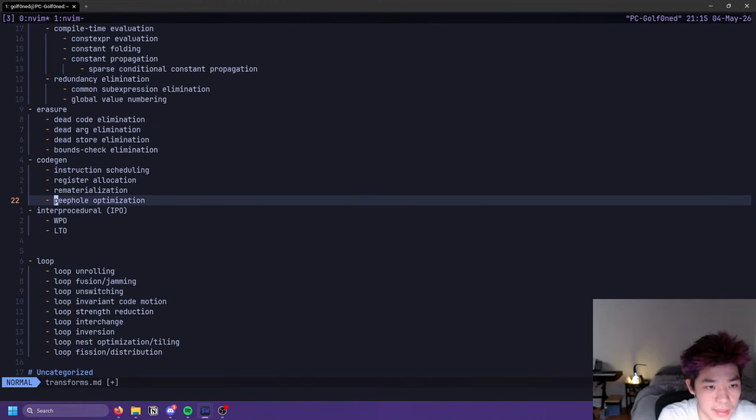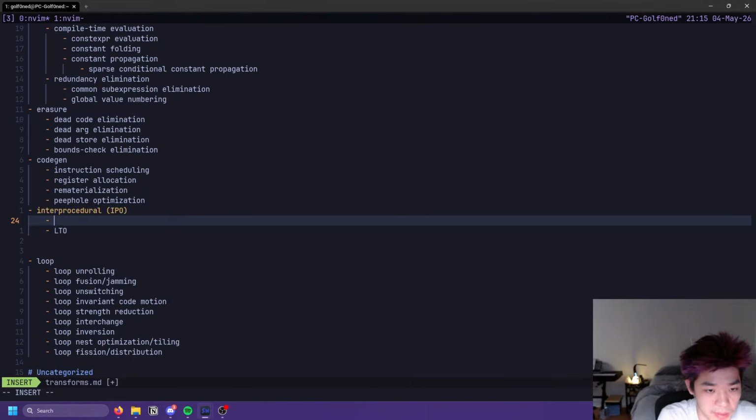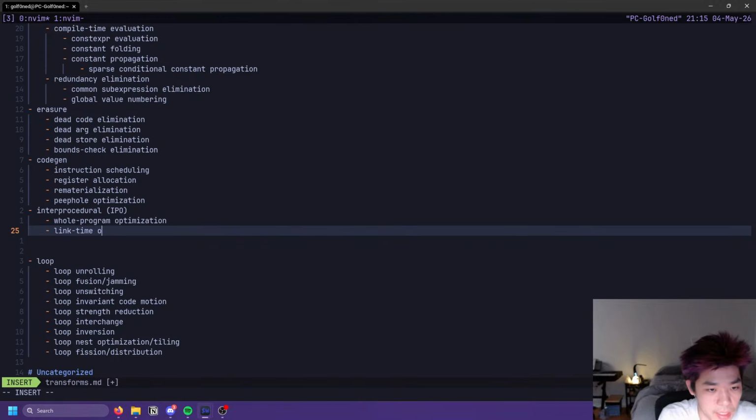Yeah, so this goes beyond the translation unit. So we can do whole program optimization, link time optimization.